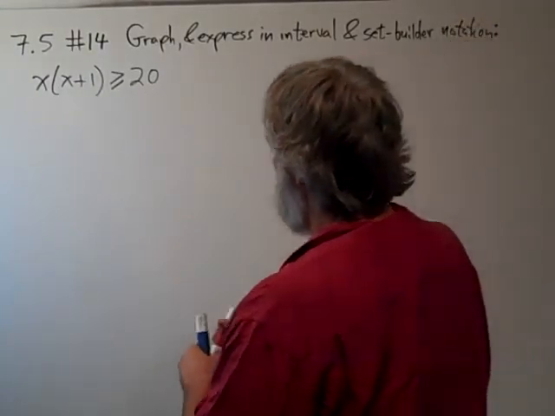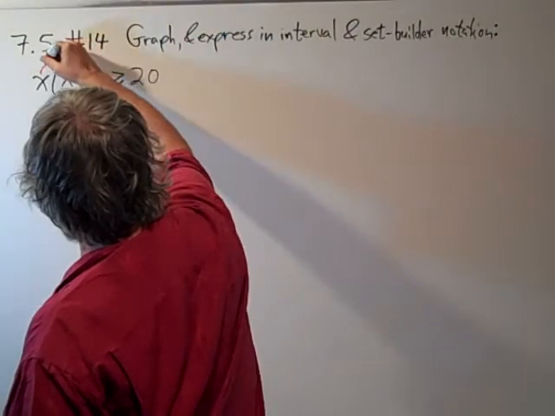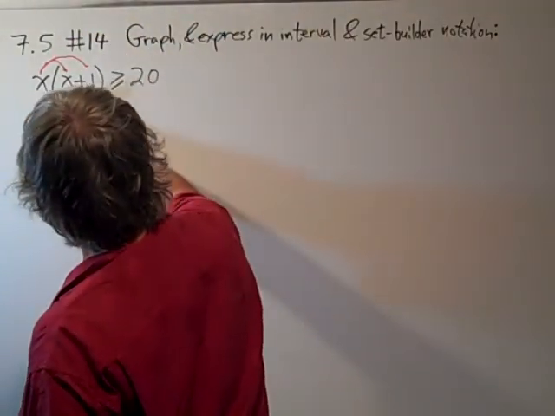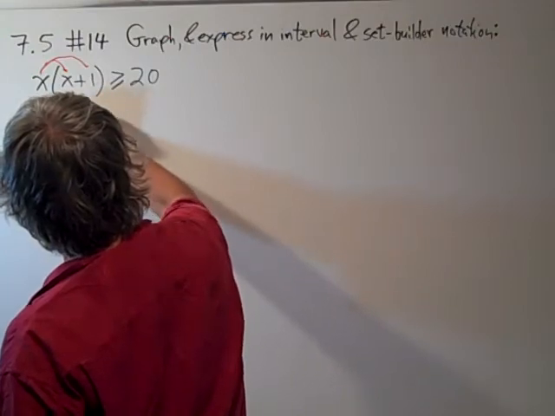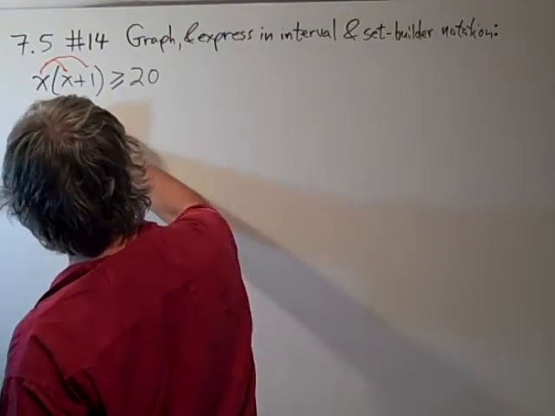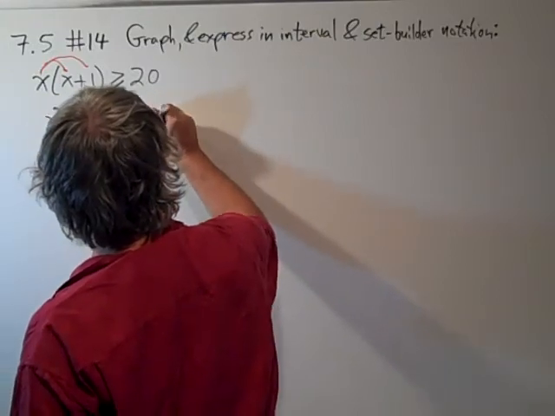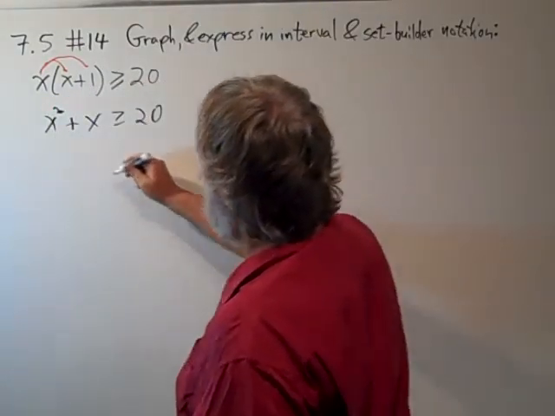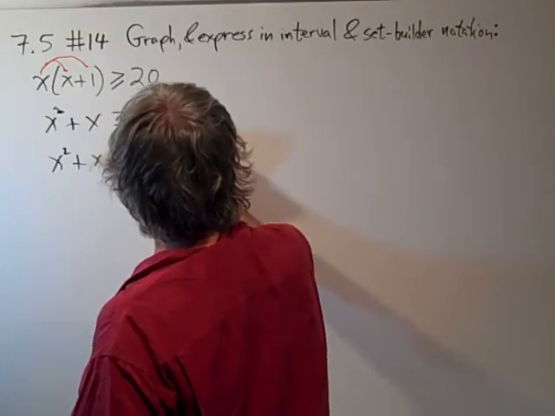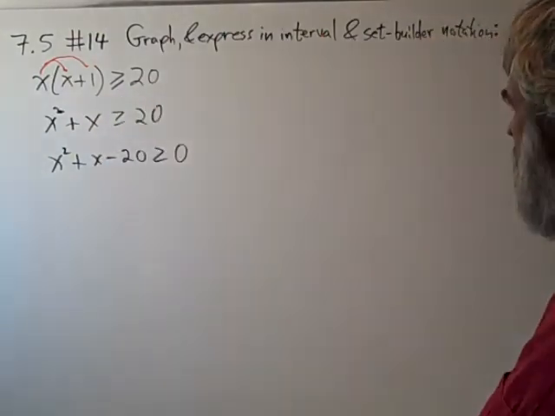So, distributing the x through the parentheses here, we get x squared plus x bigger than or equal to 20. Subtract 20 from both sides and you get x squared plus x minus 20 is bigger than or equal to 0.